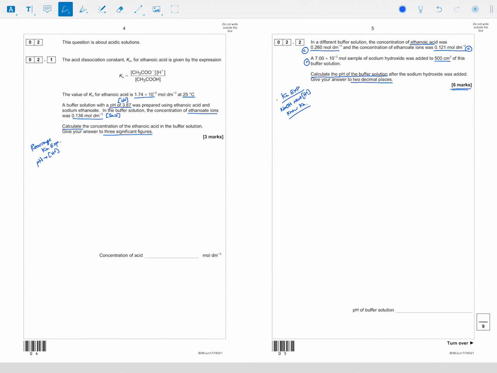So yeah, all about acids and bases. It says acidic solutions, but yeah, it's an acids and bases question this. So 9 marks. We'll see how we get on.